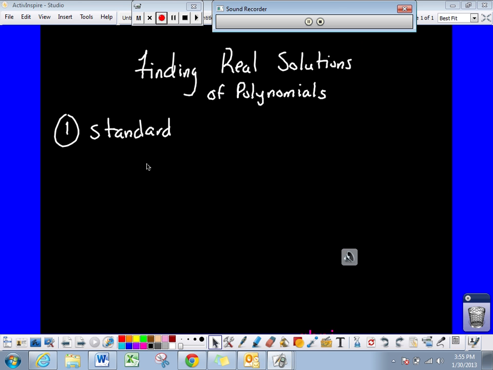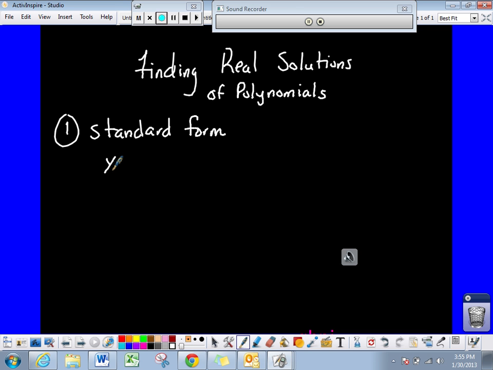Finding real solutions of polynomials. The very first thing we're going to look at when we look at these problems is: is it in standard form? So what is standard form? Standard form is when everything is on one side of the equal sign.